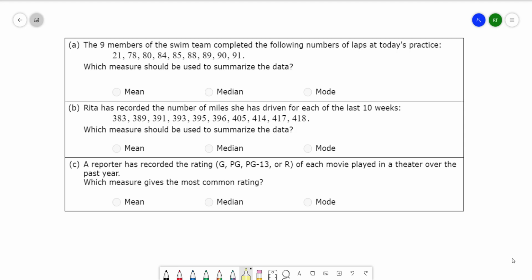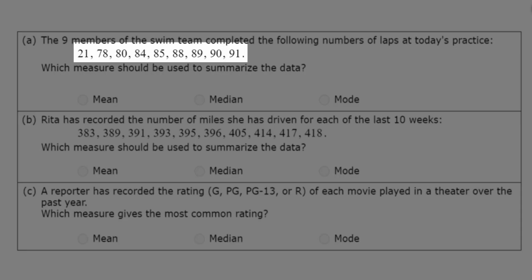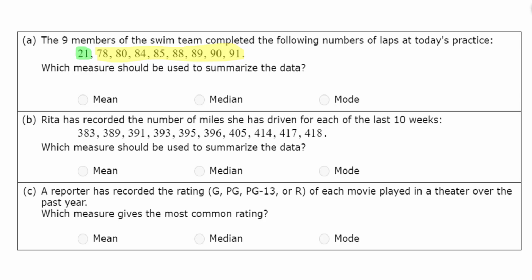So let's look at the first one, letter A. 9 members of the swim team completed the following numbers of laps at today's practice. When I look at this data, I can see that these numbers here are all within each other. They're pretty close to each other, right? 78 to 91. Doesn't look weird. When I look at this number, though, it doesn't really fit the pattern of the other ones. This is way off, right? Most of them are in the 70s, 70 to 91. And then if you look at this number, 21, that's way out of the pattern. So it's not really close to any of the other numbers. This is what we call an outlier.